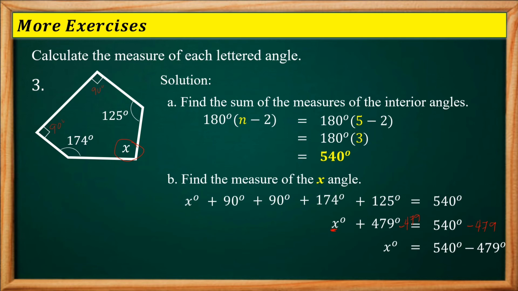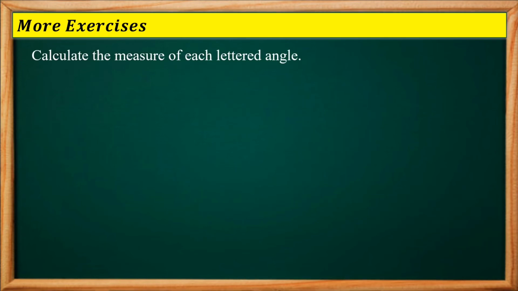Then, 540 degrees minus 479 degrees. Then, you'll have 61 degrees. Therefore, the value of this angle is 61 degrees. Ayan, 61 degrees. Okay? Another example.